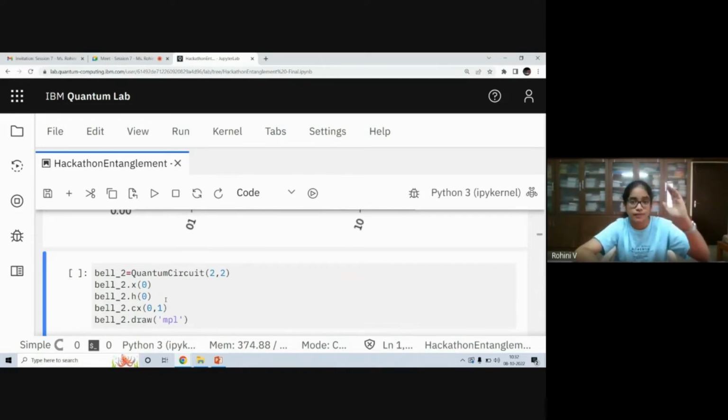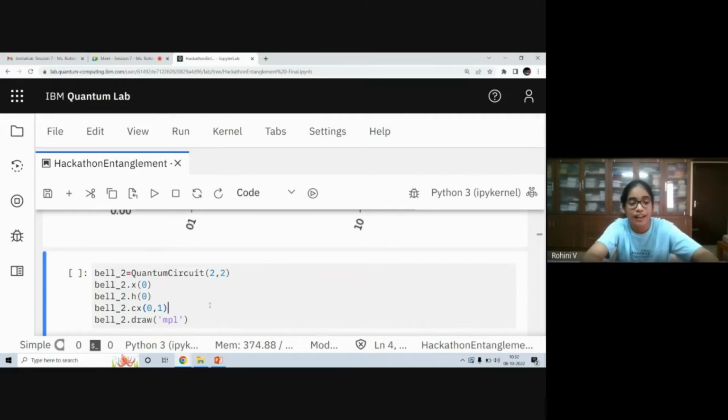you won't get an entangled state. Why is that? Because the H gate creates a superposition, so it's like 0 or 1. If you put the CX before and then H, it's of no use. The H gate creates a superposition between 0 and 1, and the CX then acts on the target, so we get entanglement.